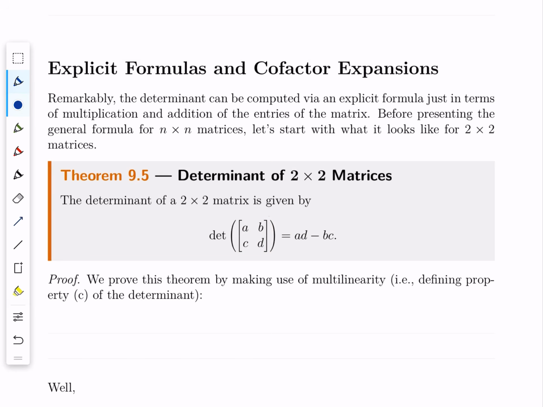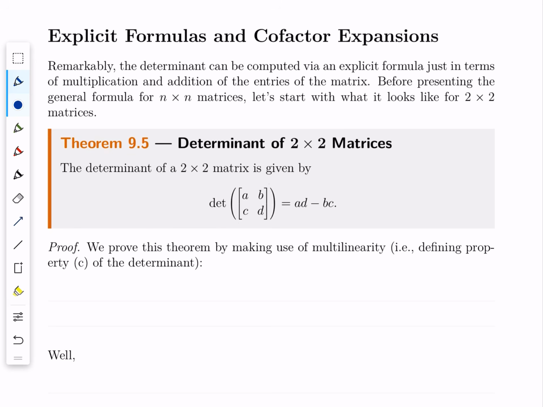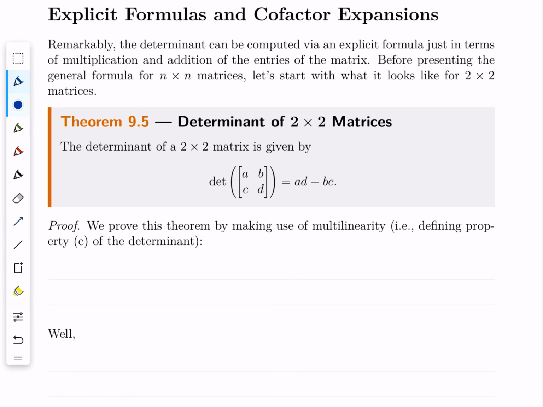All right. And we're going to see where this theorem comes from, okay? We're going to prove this by going right back to the defining properties of the determinant. In particular, we're going to make use of multilinearity. That was defining property C of the determinant, okay? So just to remind you, this was the one that said that the determinant is linear in the columns of a matrix.